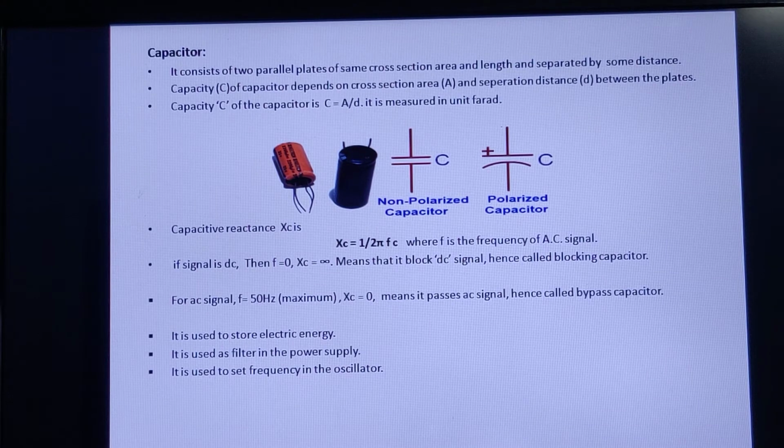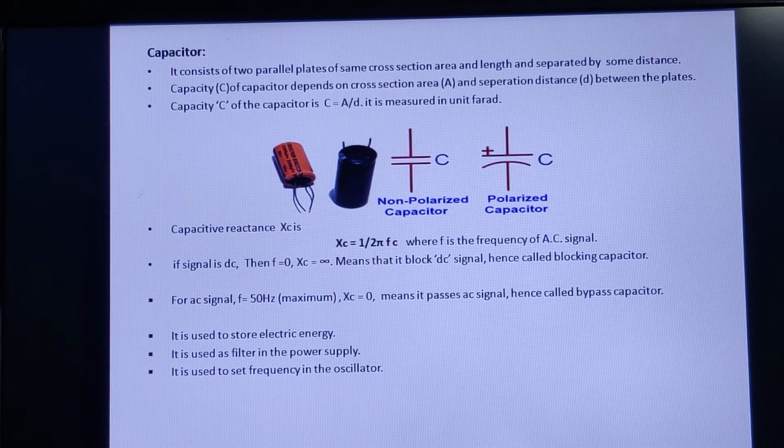The next component is capacitor. A capacitor consists of two parallel plates of the same cross section area and length, separated by some finite distance. Capacity of a capacitor depends upon the cross section area and the separation distance between the plates.